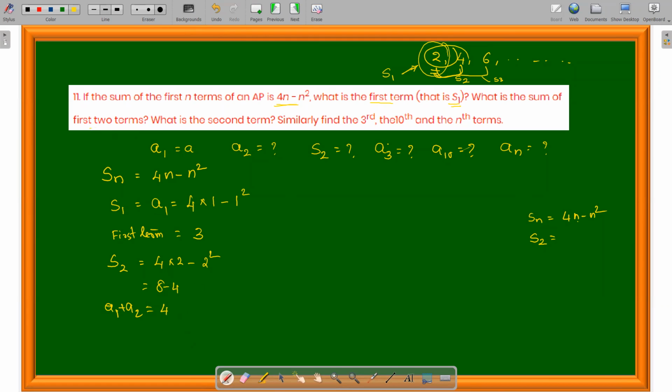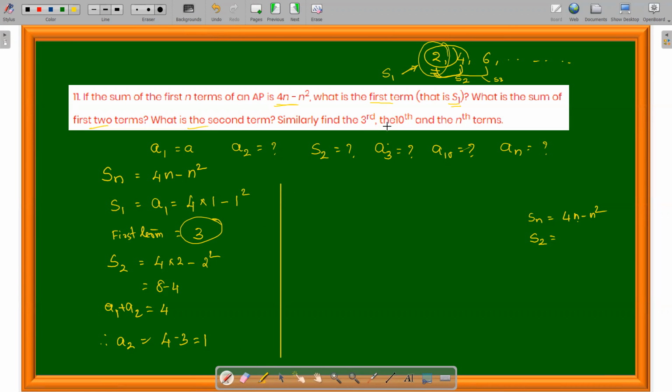You are asked to find out the second term. Correct? Next one is the second term. How can you find it out? Simply subtract a1 from that one. So what will you get? Therefore a2 is equal to 4 minus a1. We already got a1, it is 3 here. 4 minus 3 becomes 1. So a2 we got as 1.